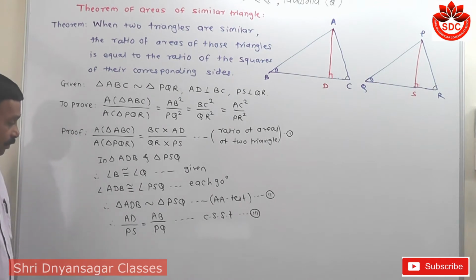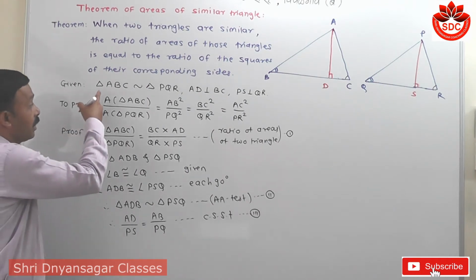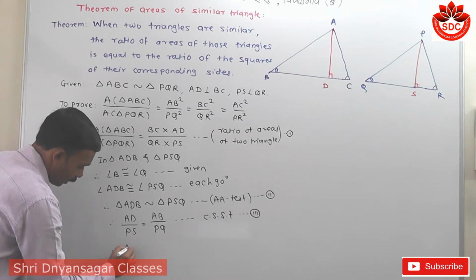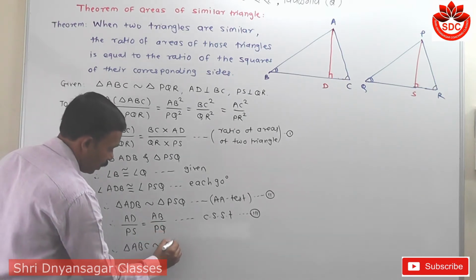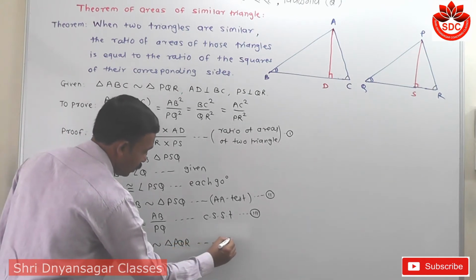Now students, in your given, these two triangles, means triangle ABC is similar with triangle PQR. This is given.